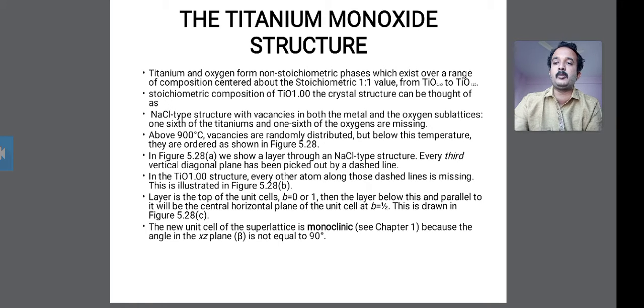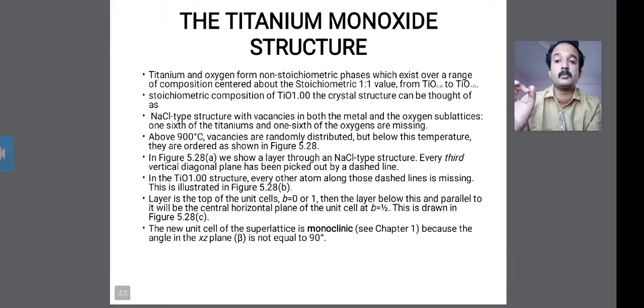Above 900 degrees Celsius the vacancies are randomly distributed, but below this temperature they are ordered, as shown in figure 5.28. Why are they randomly distributed? Because the temperature is above 900 degrees Celsius; below this temperature their order is shown in 5.28.